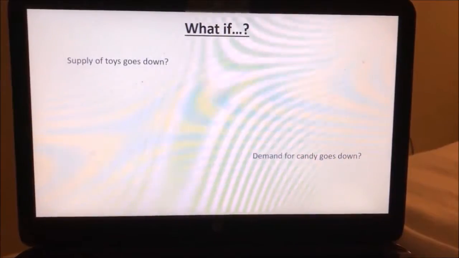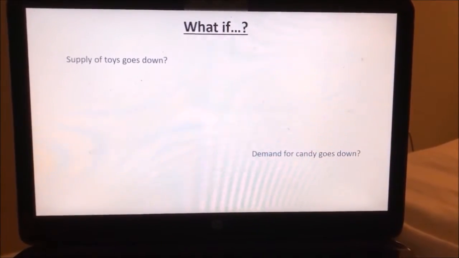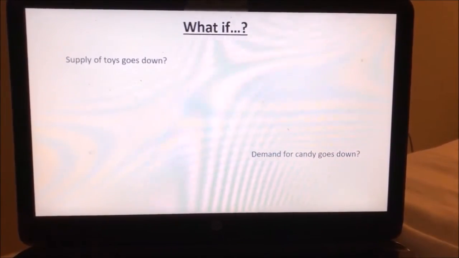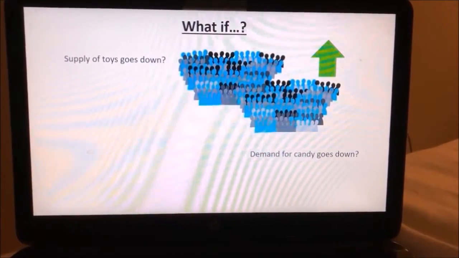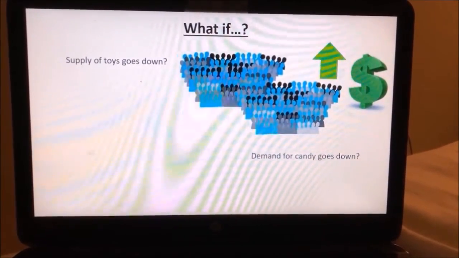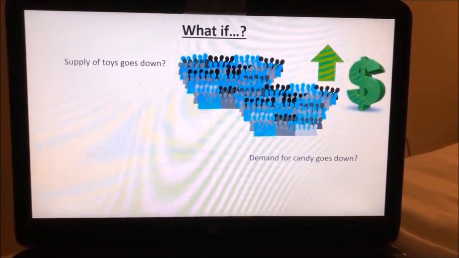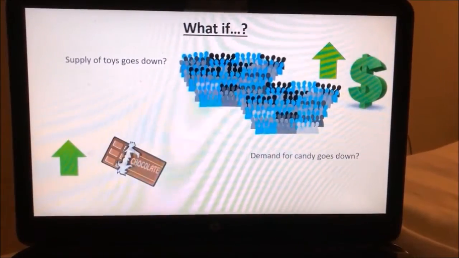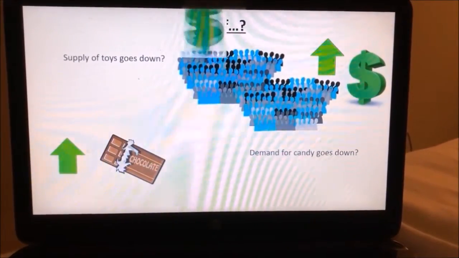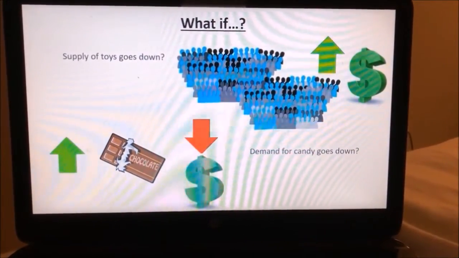So what if there's a supply of toys and that supply goes down? That means that the demand has gone up and the price will go up. If there's demand for candy and it goes down, then the supply will go up and the price will go down.